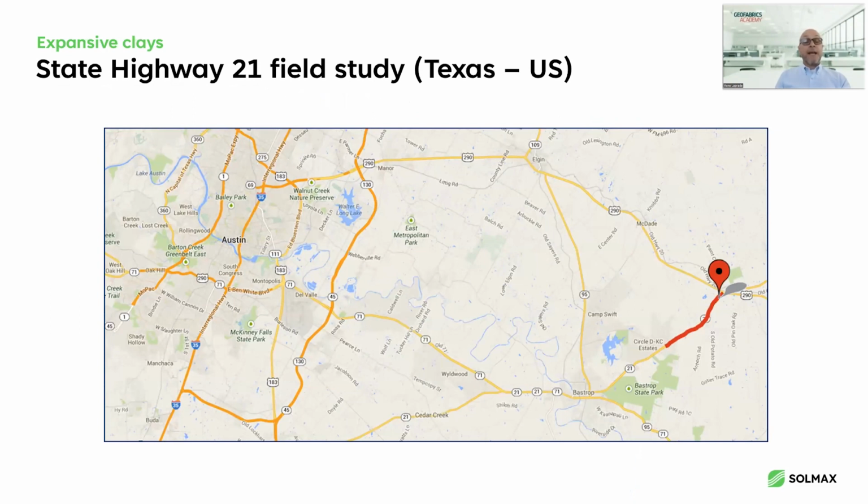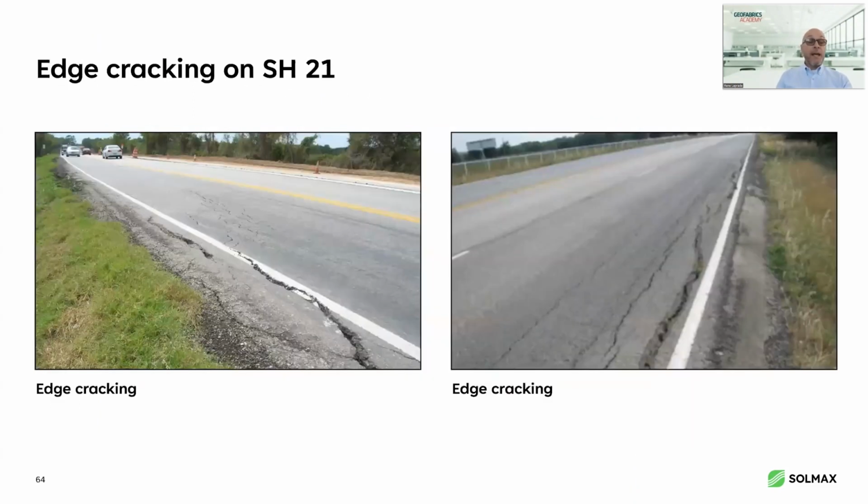So the University of Texas at Austin did a research project just outside of Austin, Texas. It was an expansive clay project on State Highway 21. And here's a typical highway over there. What's interesting about this is this particular photo was taken barely a year after this highway was built. So that's how aggressive their expansive clays are. And those longitudinal jointing cracks that you see here are very, very typical.